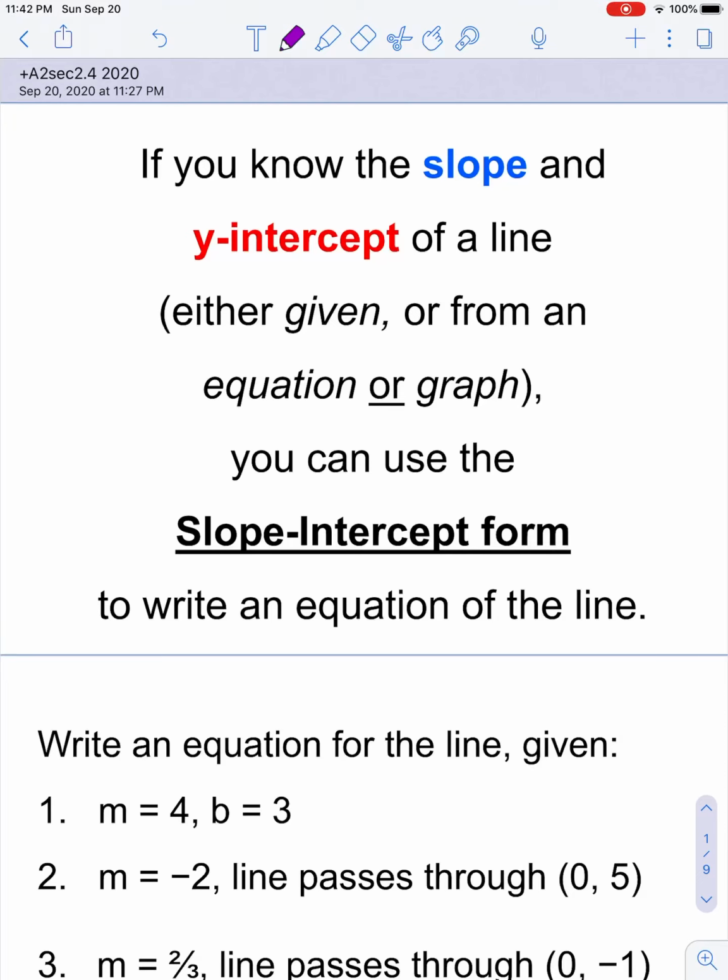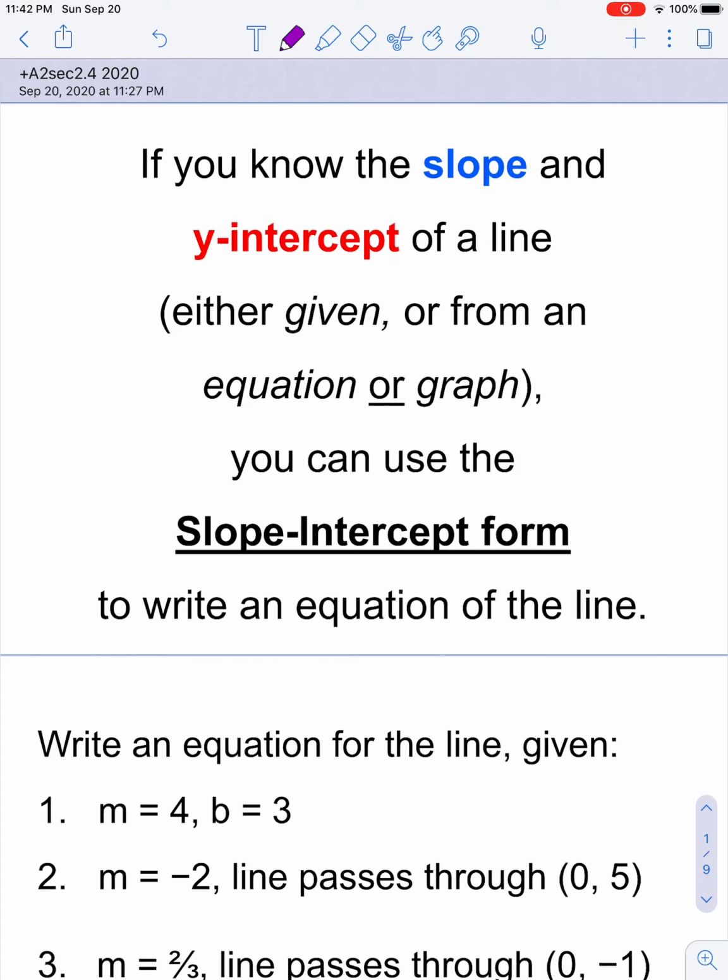Today's lesson is over section 2.4, Writing Linear Equations. In today's lesson, we will review the methods used to write a linear equation. It depends on the given information as to what you will do.